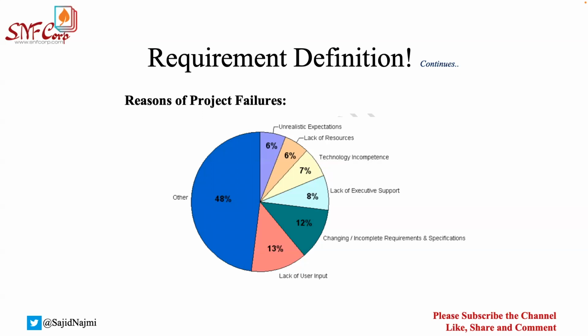Same thing you can do with the changing and incomplete requirement specification sections. It says 12%. So now it is your responsibility, not only yours. It's a collective team responsibility. This also lies with the project manager or the executives, that they have to come up with certain rules, regulations, setting proper expectations for the business. How do we deal with these changes?